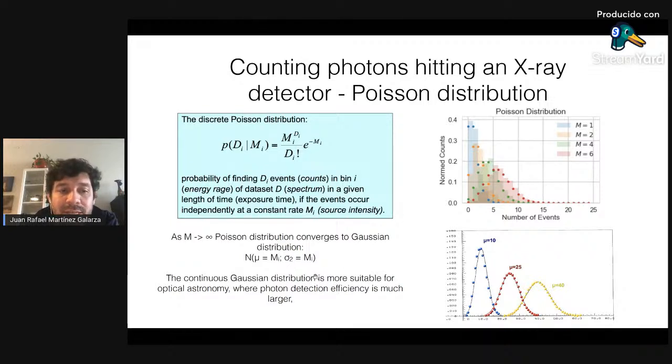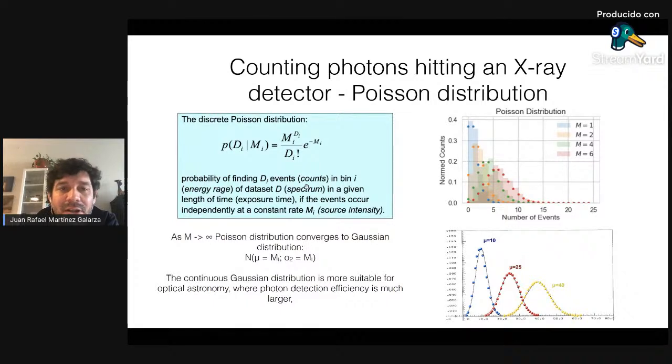What's interesting is that when your count becomes very high, if you're counting not X-rays but optical photons that are much more numerous and are emitted in much larger quantities, then the Poisson distribution will converge to a Gaussian distribution, as you can basically infer by the shape of these distributions. It will eventually convert itself into a Gaussian distribution. And that's basically in the limit when your rate and your events are not discrete anymore.